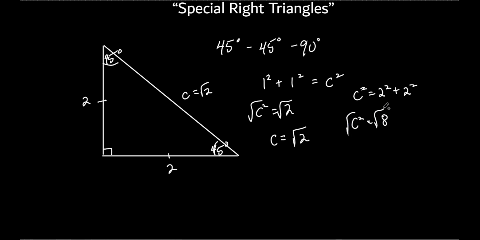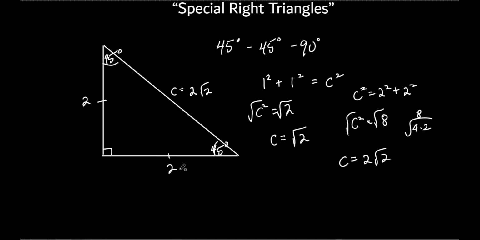Let's simplify it. This is a time where I definitely want to simplify it. So what's 8? It's 4 times 2, correct? So if I take the square root of 4 times 2, what's C equal to? It's 2 times the square root of 2. Very good. Now, watch this. We're going to do one more after this just to get you thinking a little bit. So when the sides are 2, what's the hypotenuse? It's 2 times the square root of 2.